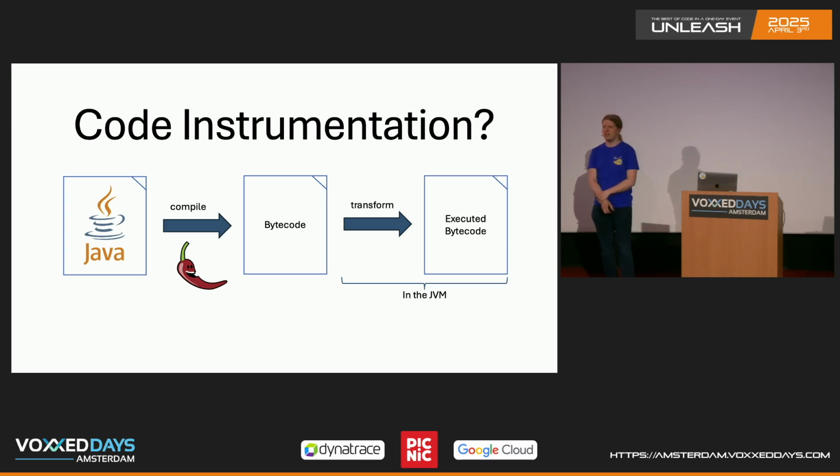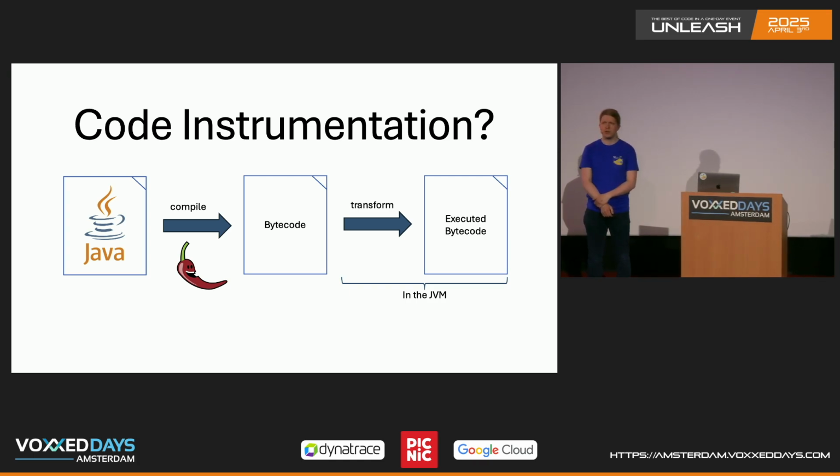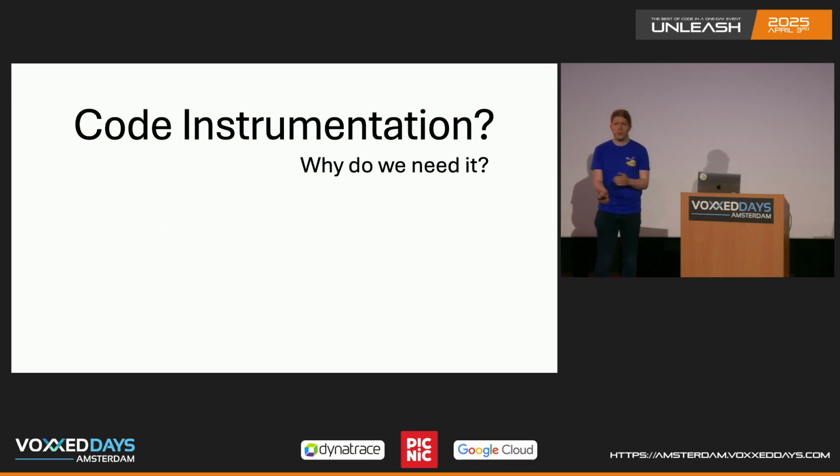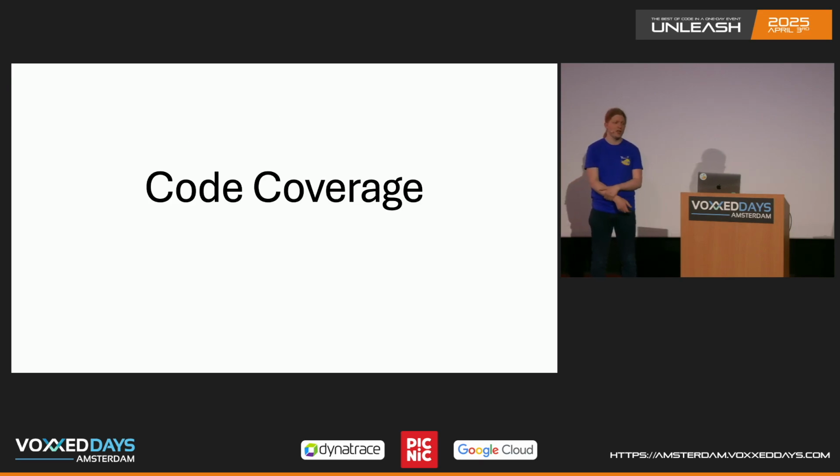You need lots of internal APIs that might change all the time, but what we're really talking about here is the transformation that happens in the JVM. So why would we need it? Why would you as a normal developer need to understand what code instrumentation is in Java? I'll be showing you in the following a few use cases where you could use it, and hopefully already do.